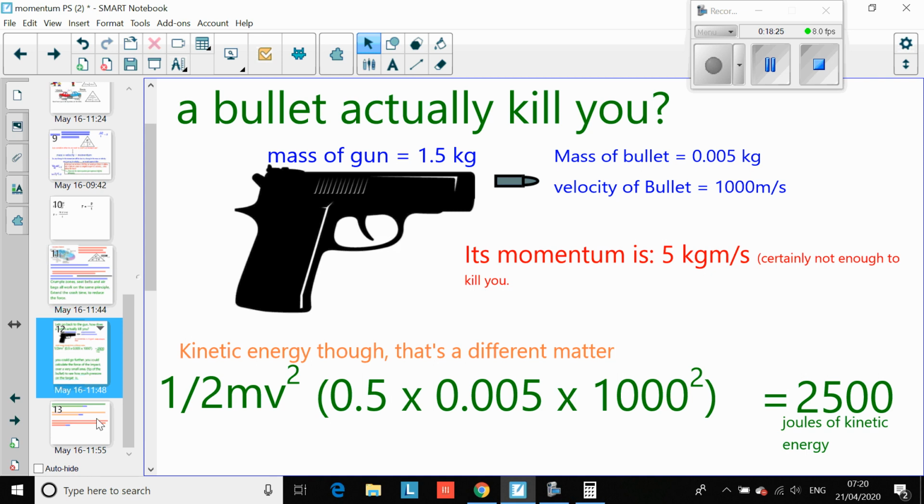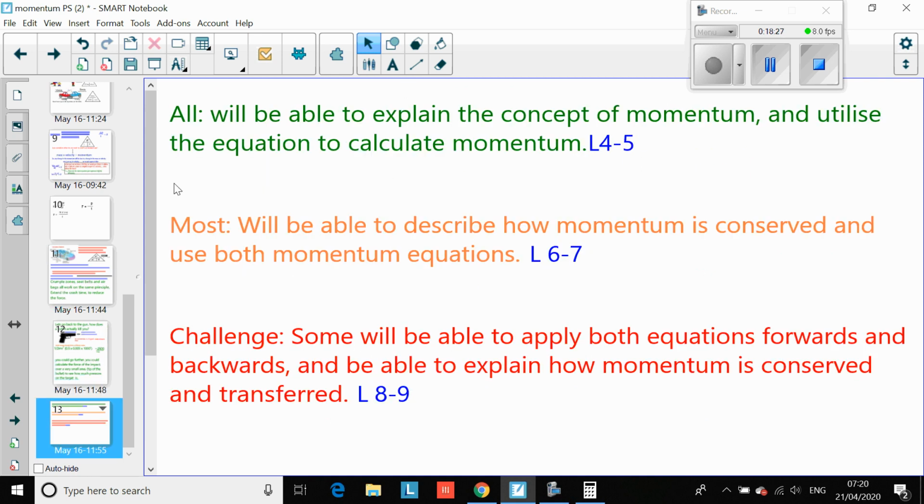Okay, so we've now looked at momentum and we've utilized the 2 equations. Okay, so there's 2 equations that you need to know. The first one is momentum is mass times velocity. And then the second one that you need to know is force is the change in momentum, which is mass times the change in velocity divided by time.